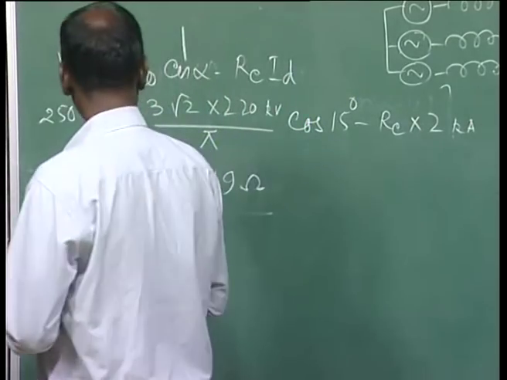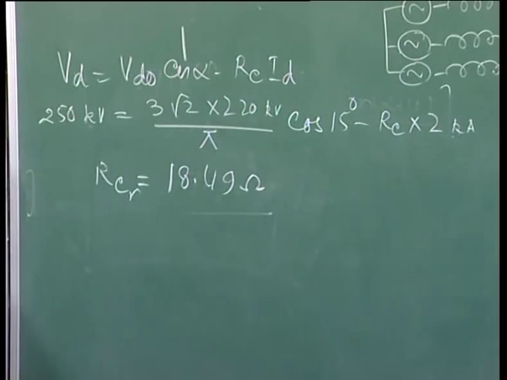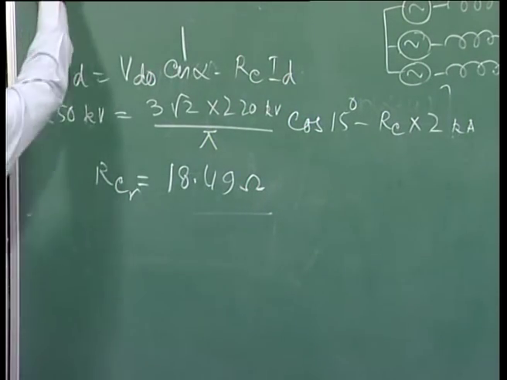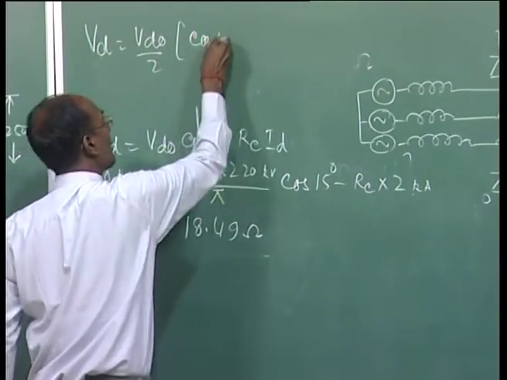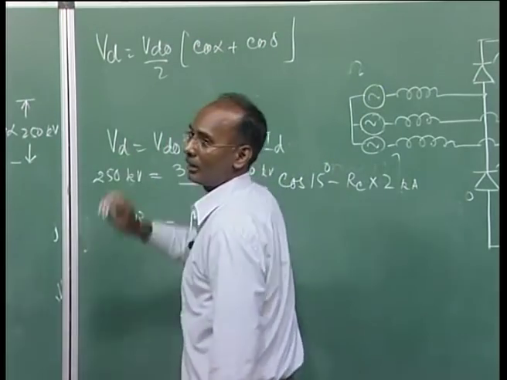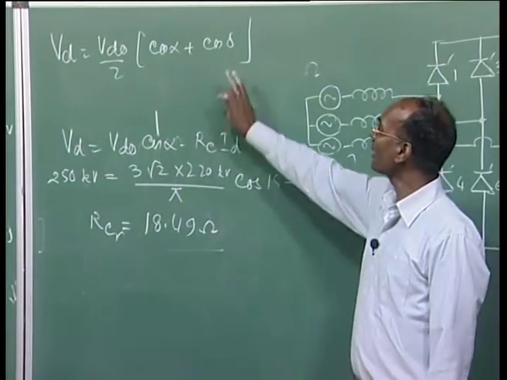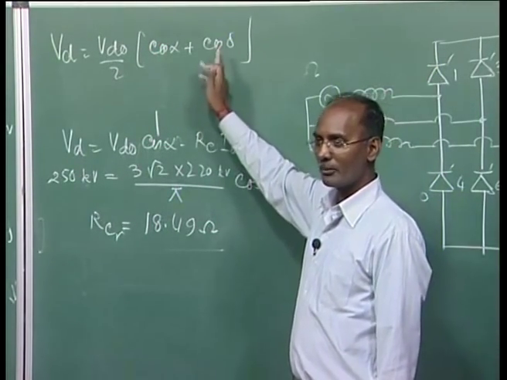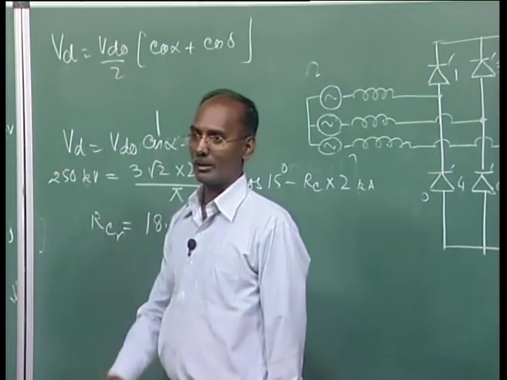Now, with this it is asked what will be the overlap angle. Again it is similar to problem number 1 and 2. You have to put this value again here, you know this VD, that is VDO by 2 into cos alpha plus cos delta here, and then you can calculate your U. Now, again you can see here in this calculation you do not even require the current, but you require this value, and this should be clearly known.